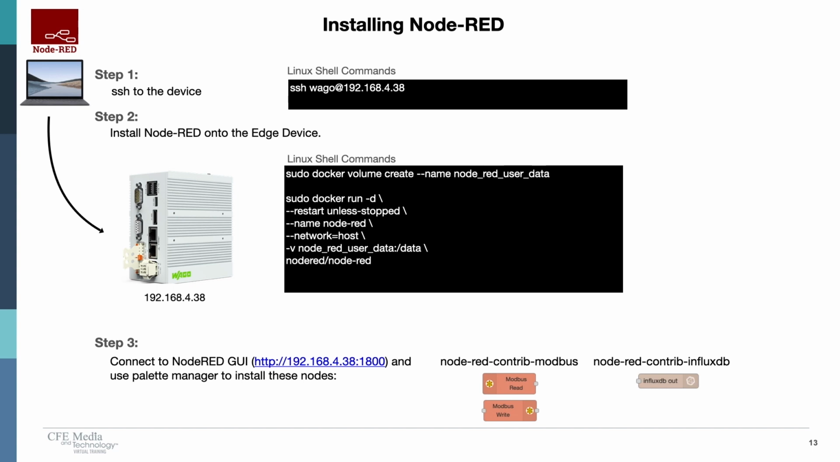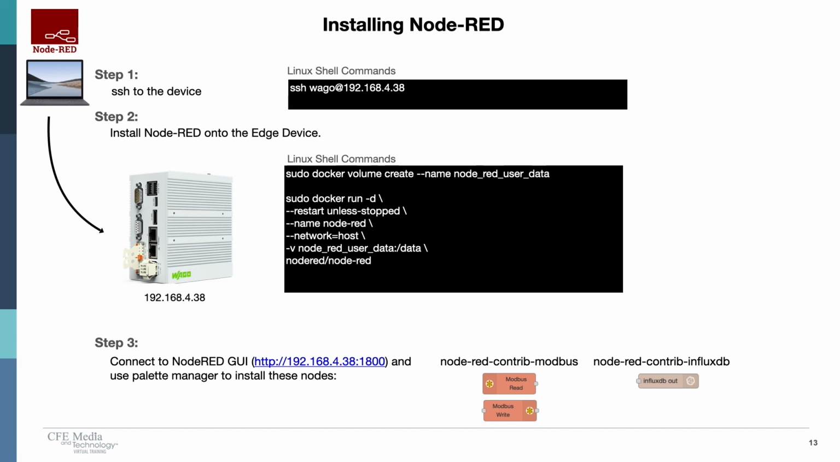And then we're going to use the -v, which connects the volume we created in the previous command with the container's data directory. So anything that's saved in the container's data folder will actually be stored on the host in the node_red_user_data volume. And then the name of the container image that you want to pull, which is the official Node-RED container, nodered/node-red.